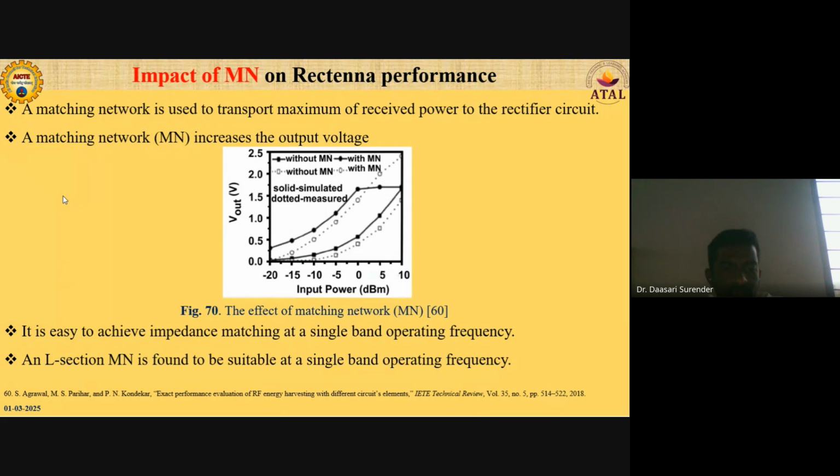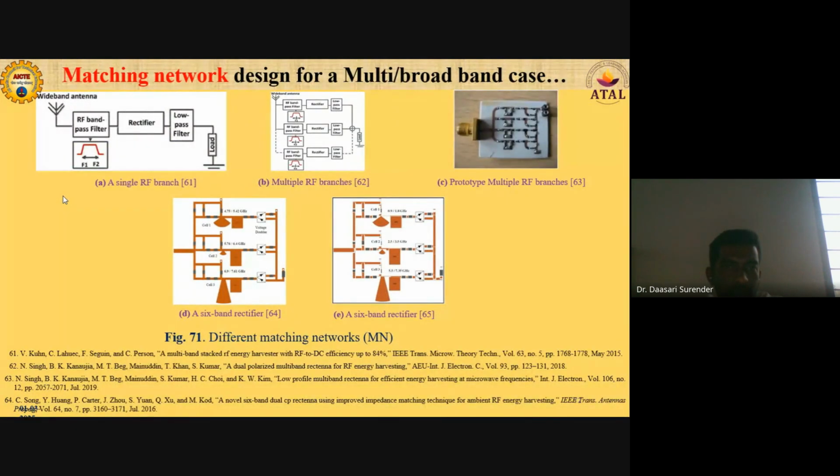Usually, an L-section matching network is found to be suitable at a single band operating frequency. And these are the different matching network designs for multi-band or broadband cases. In the case of a multi-band RF, there are multiple RF branches. In figure 71, for multi-band or broadband cases, it is better to take different branches, and each and every branch needs to be matched with certain frequencies that are available in the antenna.